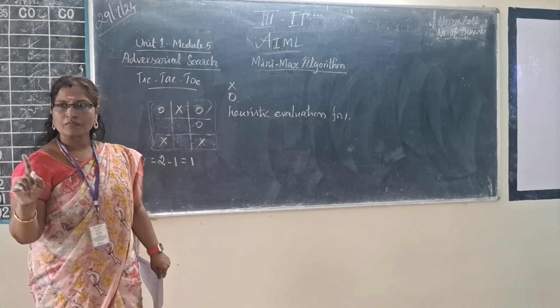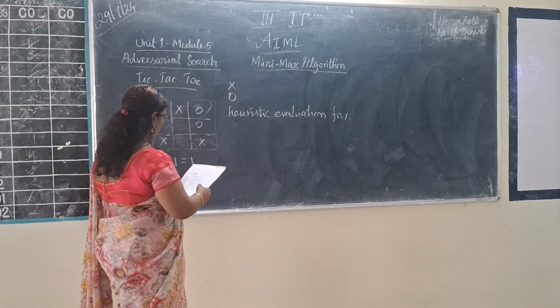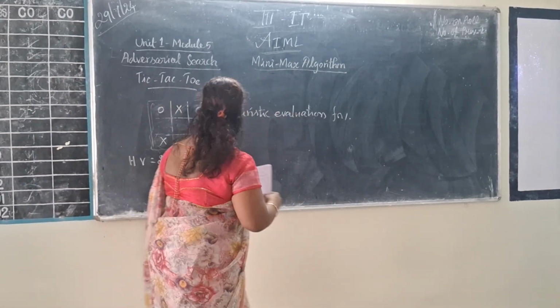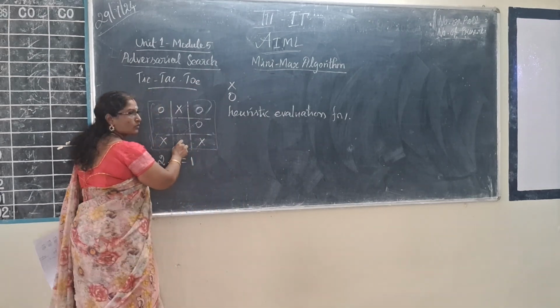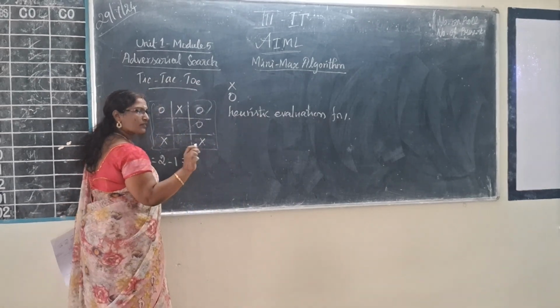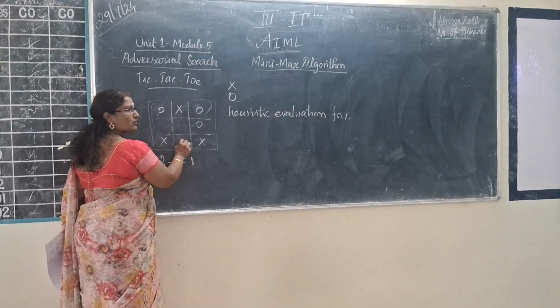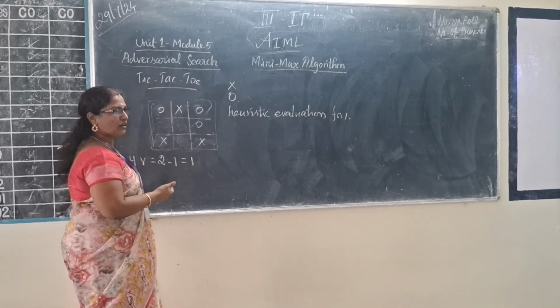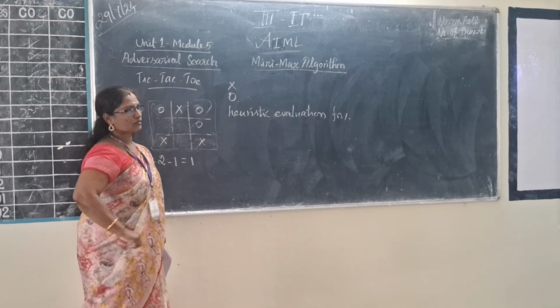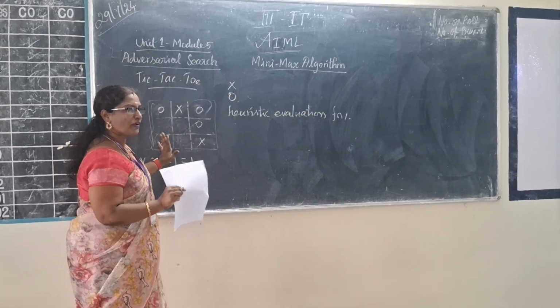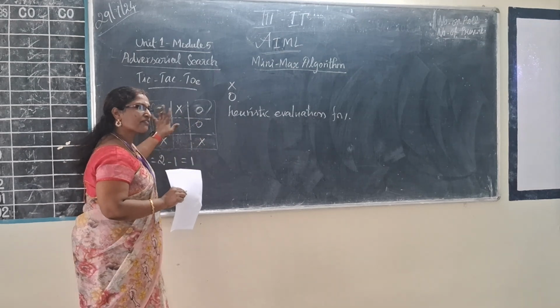Where will you place 2 O? This is already filled. The second time, if you put O also, where will you put? This is the state I have taken.